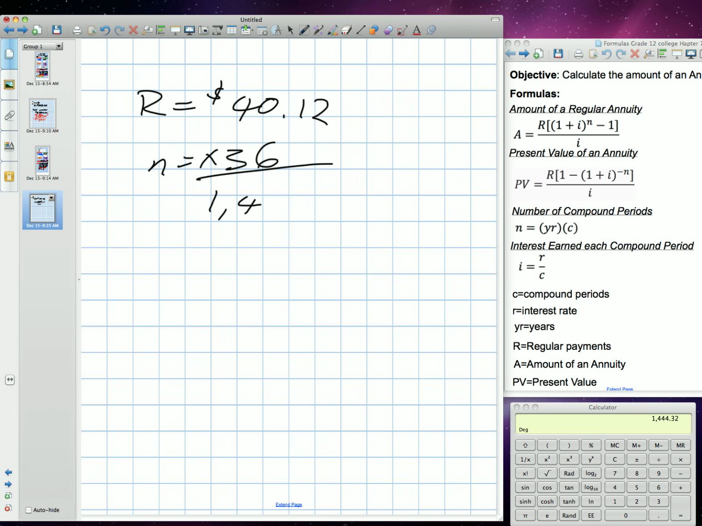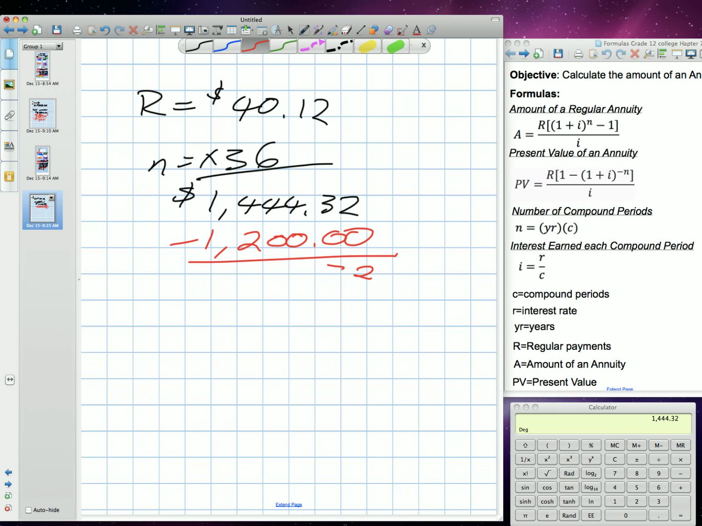How much did he end up paying? Total, he ends up giving back $1,444.32. But the present value of his loan was only for what? $1,200. So they charged him interest. He ended up paying extra. Over the course of 3 years, he had to pay them an extra $244.32 in order to borrow that money from them.